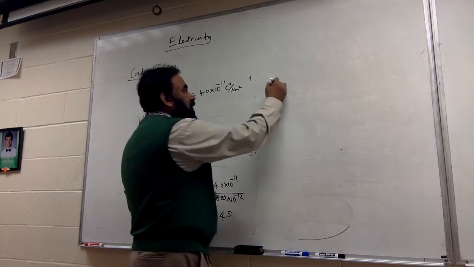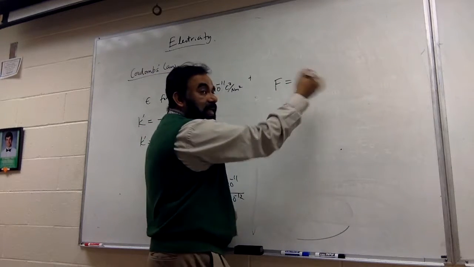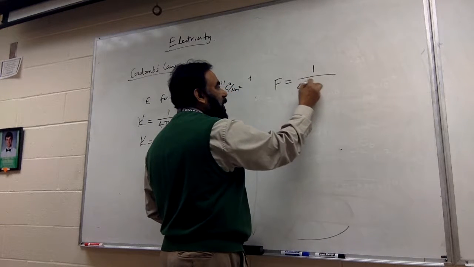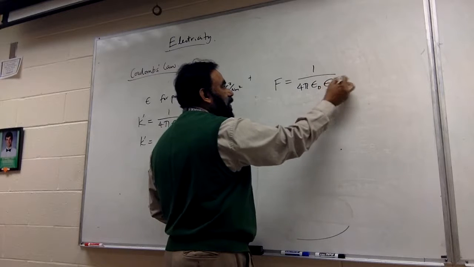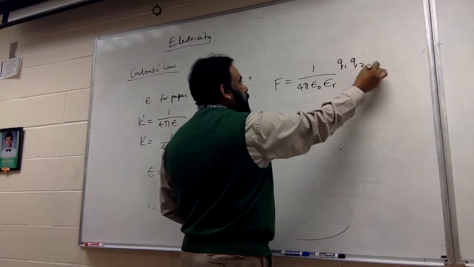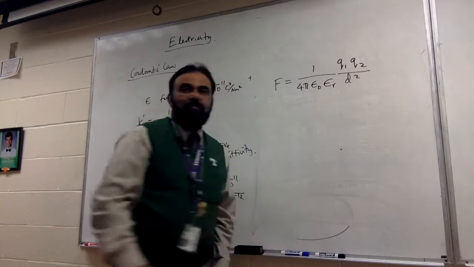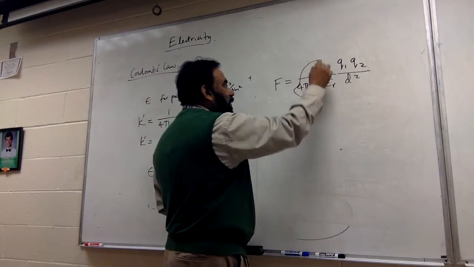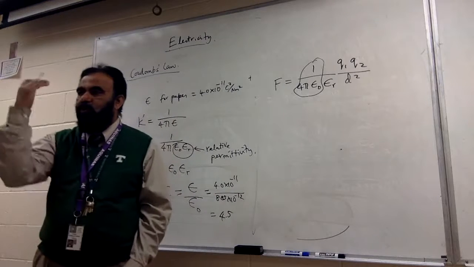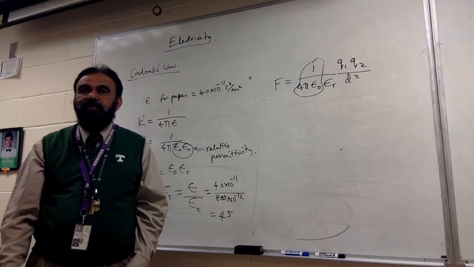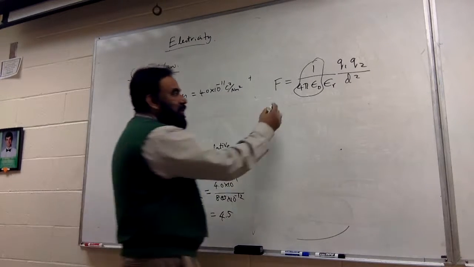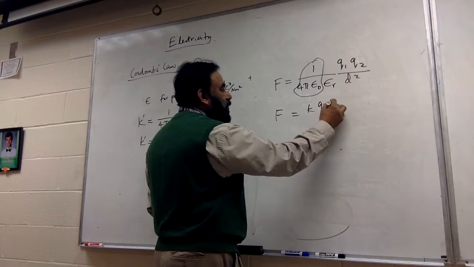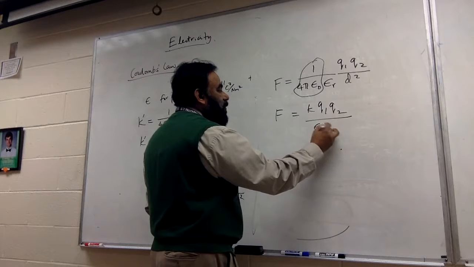Look at the equation. The actual equation is F is equal to 1 over 4 pi epsilon naught epsilon r, q1 q2 over d squared. This is the actual equation. Now, this part is k. That's your old k, 9 to the power 9. So basically what's happening to the force? It's k q1 q2 over epsilon r d squared.